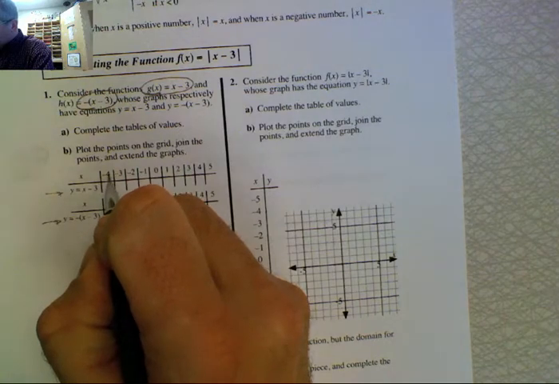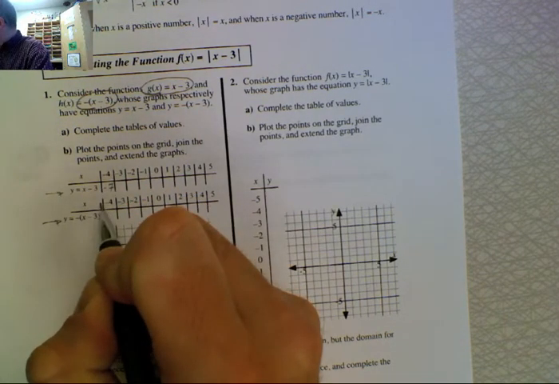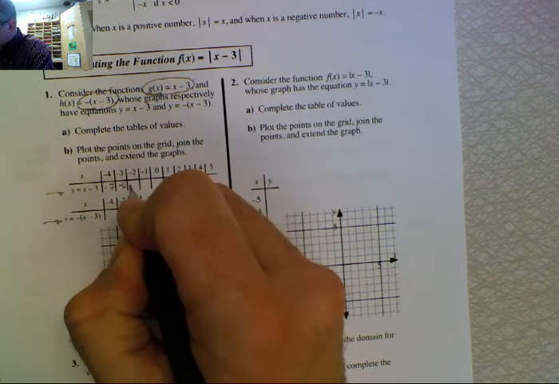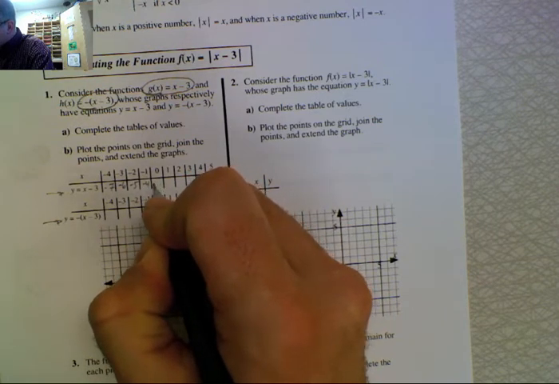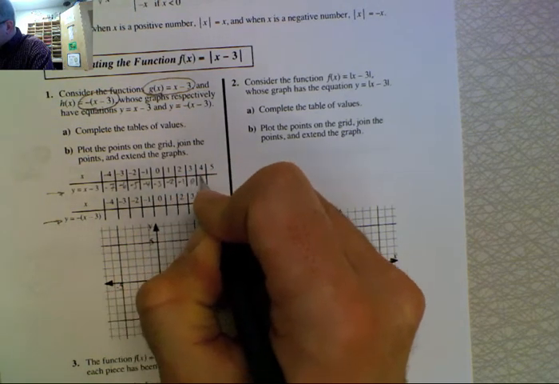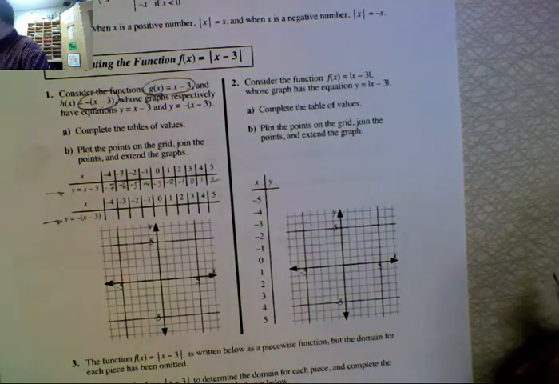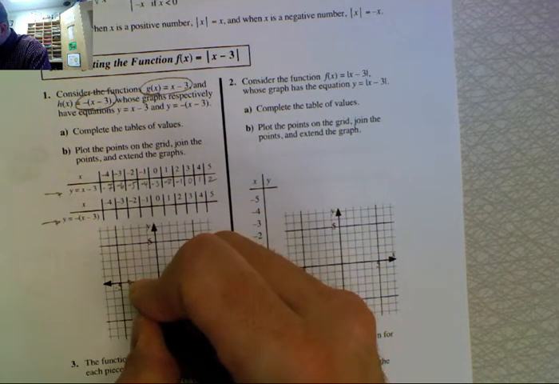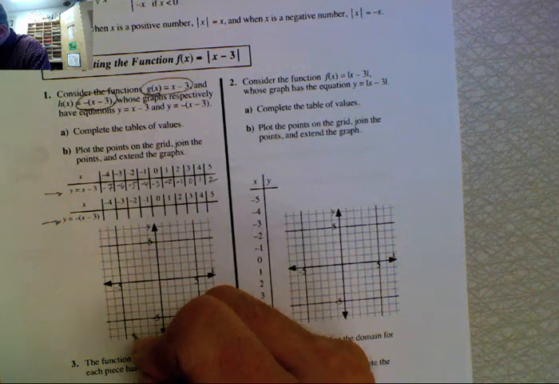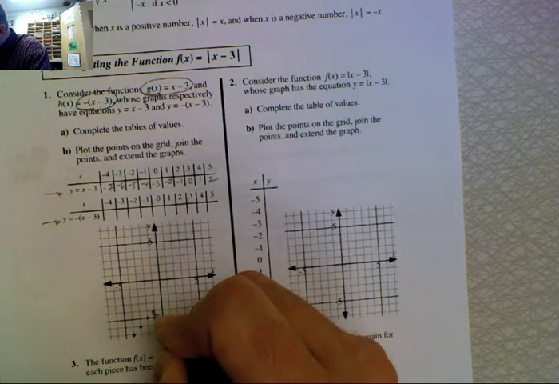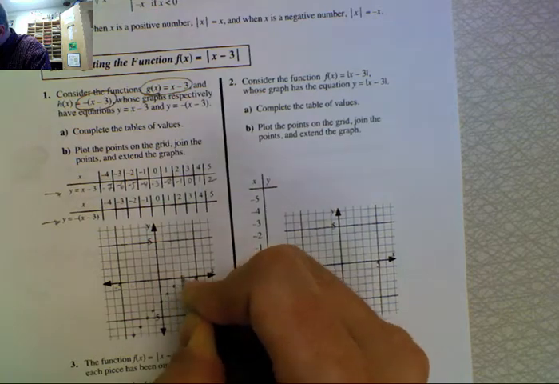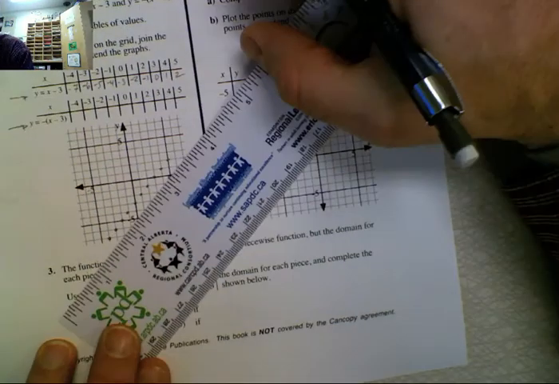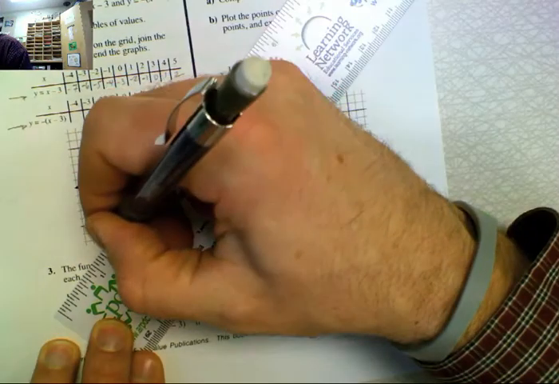So if we take negative 4 minus 3, that gives us negative 7. Negative 3 minus 3 is negative 6. Negative 2 minus 3 is negative 5. So negative 4, negative 3, negative 2, negative 1, 0, 1, 2. It just keeps increasing. If I plot this particular graph here, negative 4 and negative 7 is here, negative 6, negative 5, negative 4, negative 3, negative 2, negative 1, 0, 1, 2. It gives us a straight line like this. So I'm going to draw that straight line in.